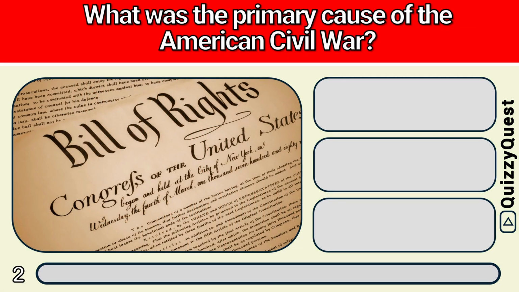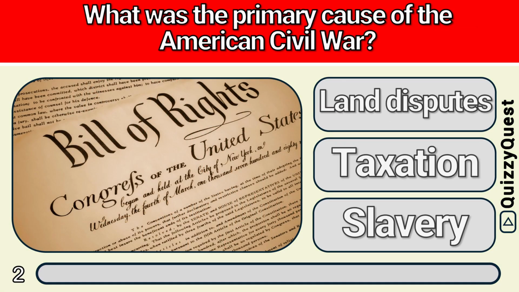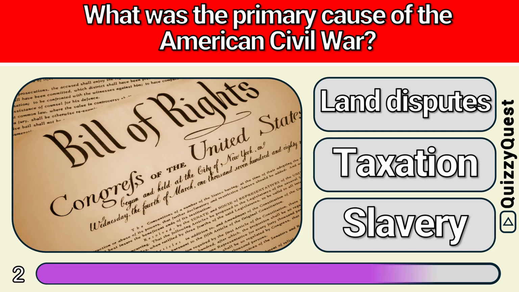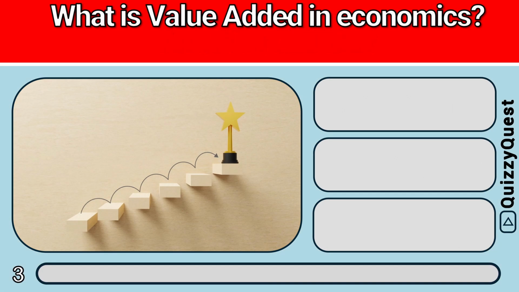What was the primary cause of the American Civil War? Is it A, land disputes, B, taxation, or C, slavery? It is C, slavery. What is value added in economics?